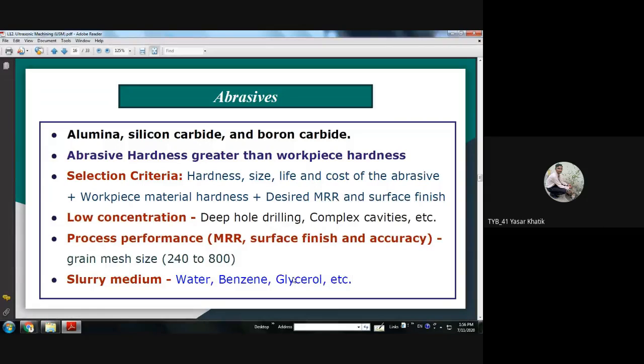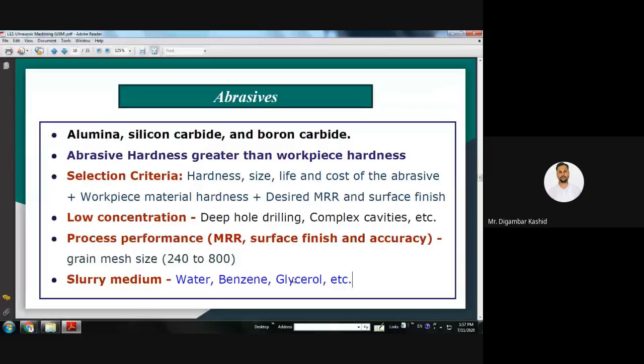From low concentration of abrasive. Machining using the USM process: if you want to go for deep hole drilling as well as fine cavities or complex cavities, you can select the low concentration of the abrasive.